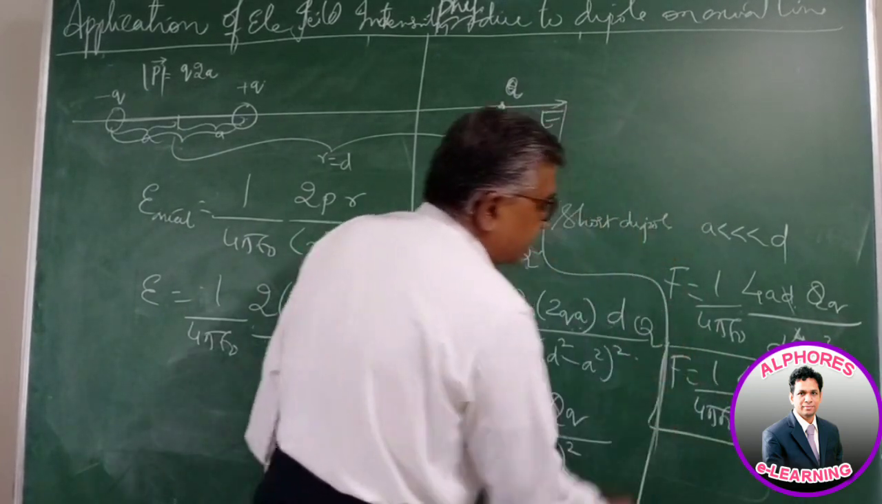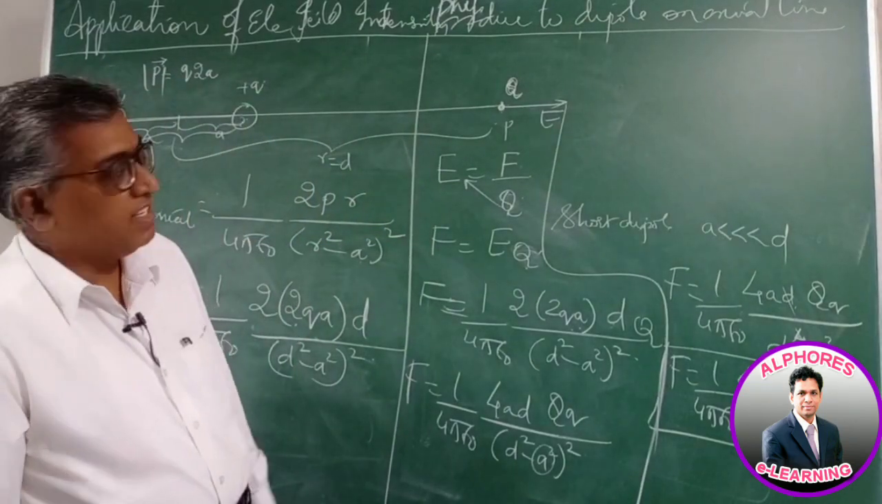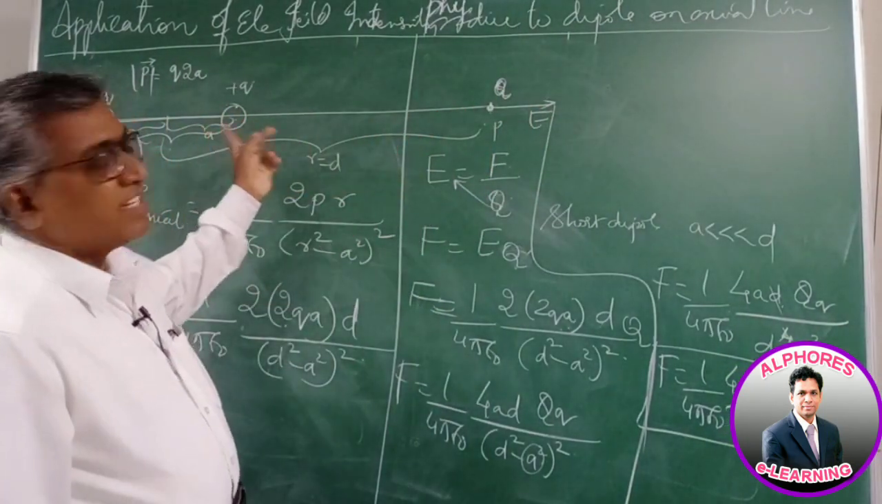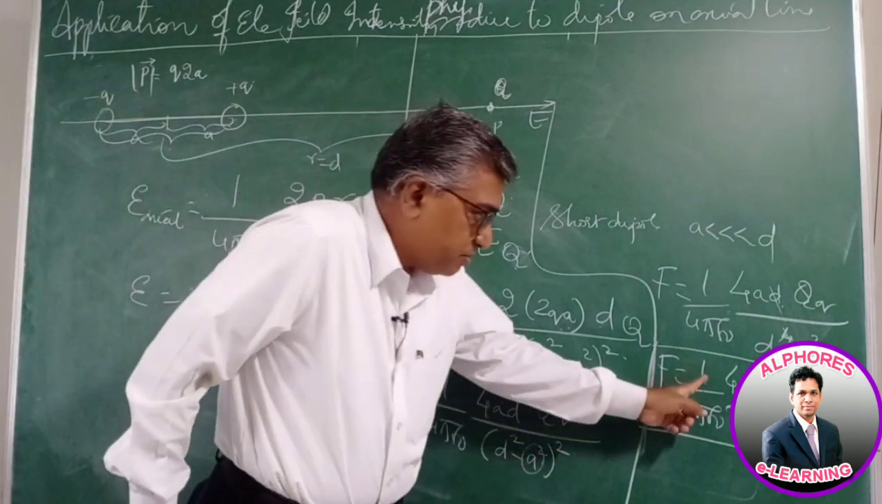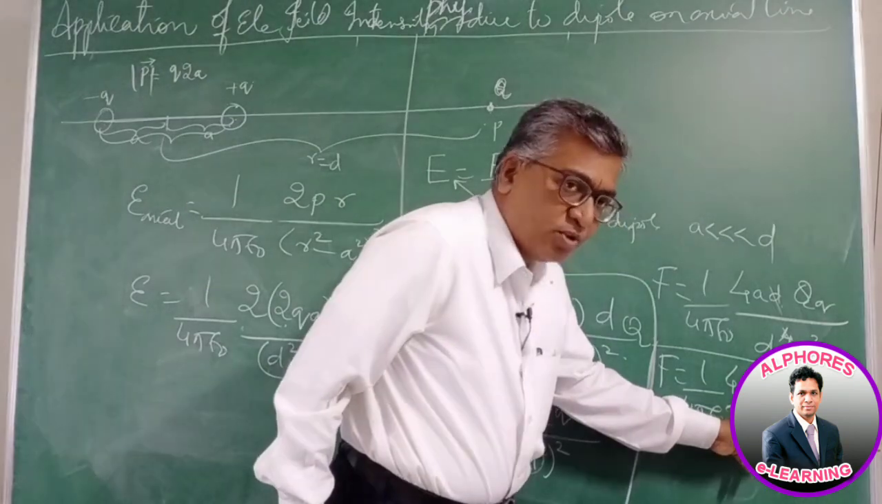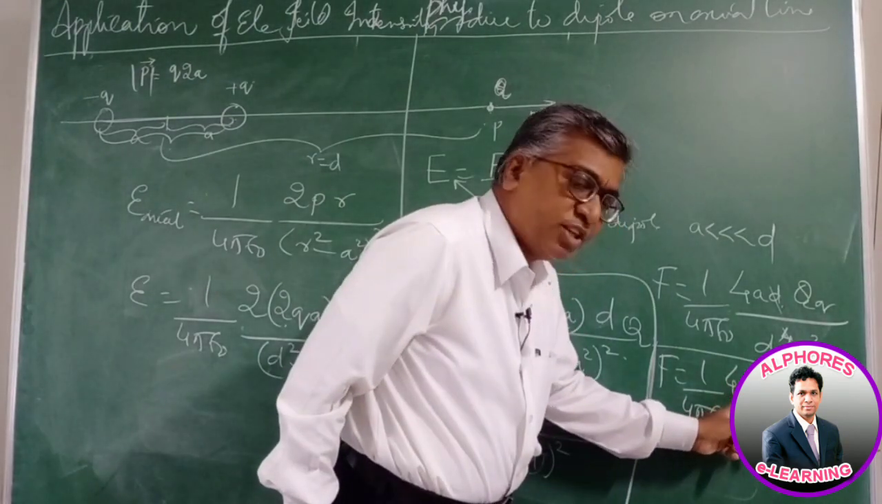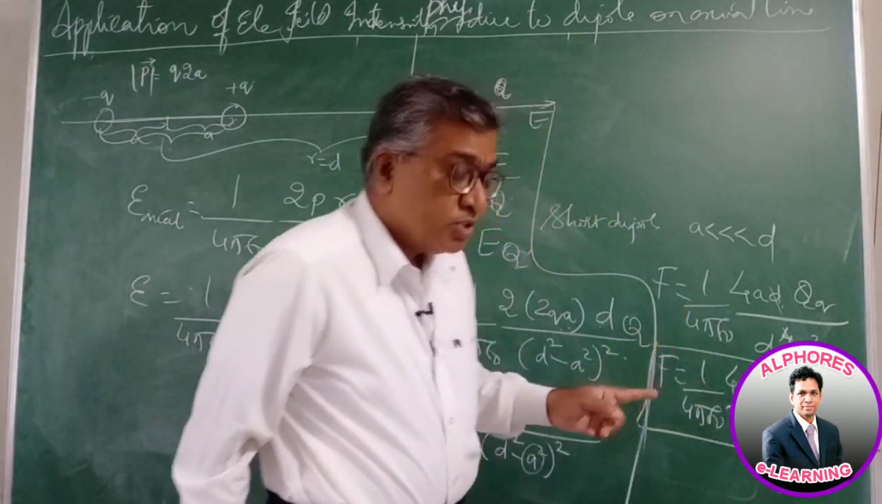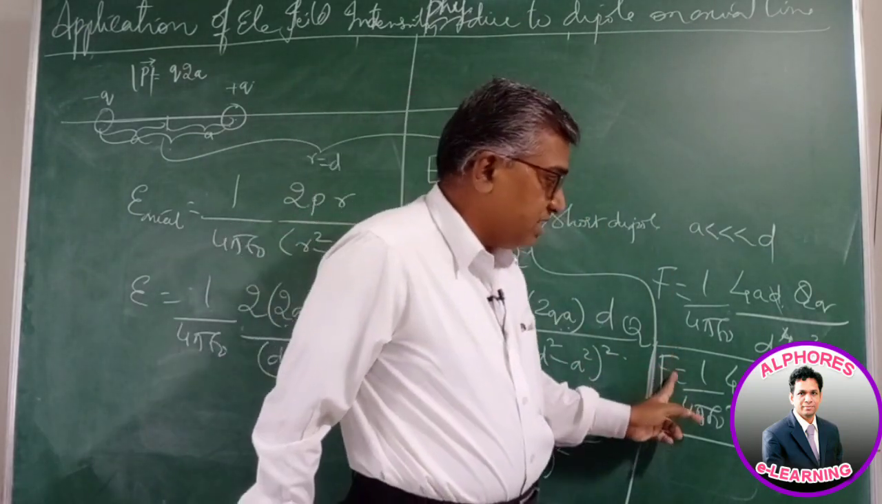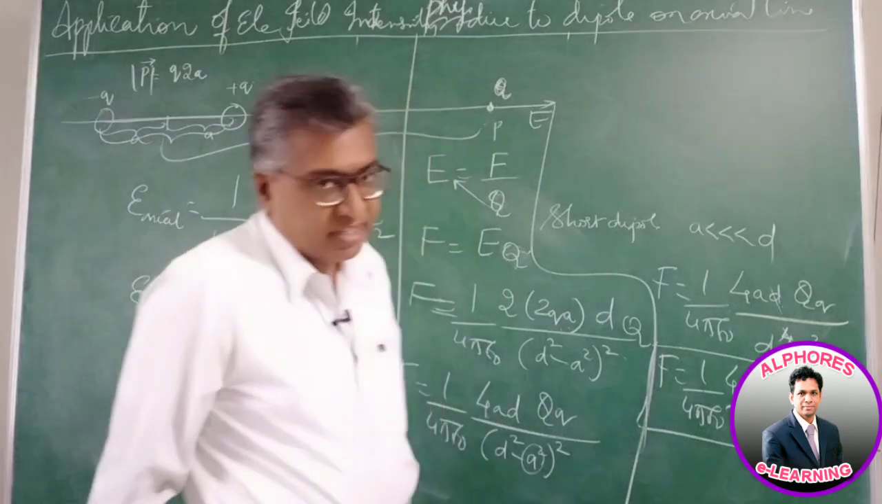Now this is the force experienced by the charge capital Q placed at any point on the axial line of an electric dipole. It's 1 by 4 pi epsilon naught, capital Q small q into 4a in the numerator by d cube. Here the force due to a dipole is inversely proportional to the cube of the distance.